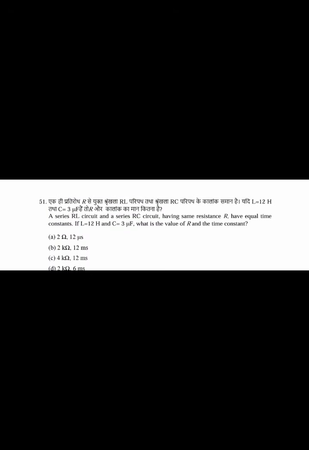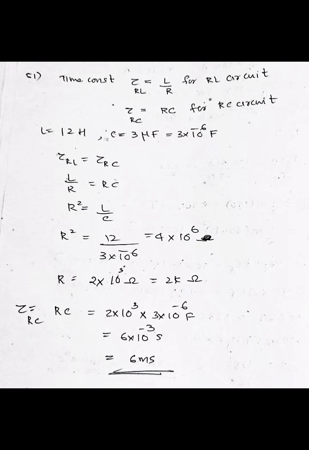Next question is, a series RL circuit and a series RC circuit have the same resistance R and equal time constant. If L is equal to 12 H and C is equal to 3 microfarad, what is the value of R and the time constant? So here the time constant tau RL is equal to L by R for RL circuit, and tau RC is equal to RC for RC circuit.